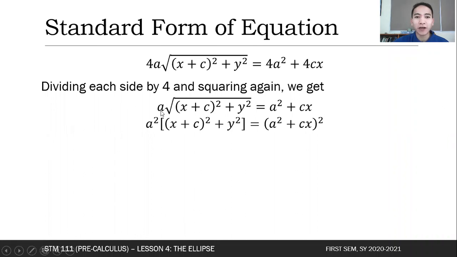So if we square this previous equation sa taas, if we square all the terms, it will result to the next equation here sa baba. So square the a, and then if we square this one, we can also already remove the radical sign, and we square this binomial here.